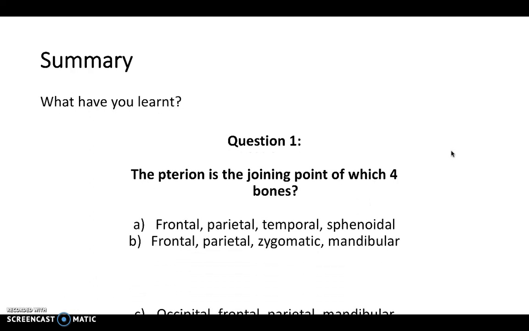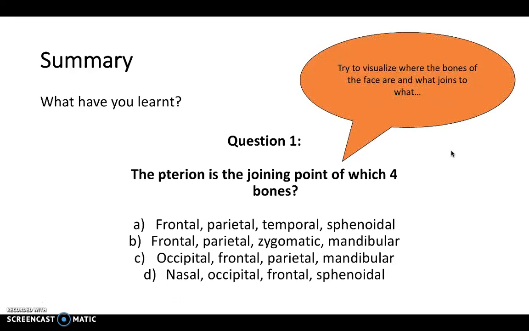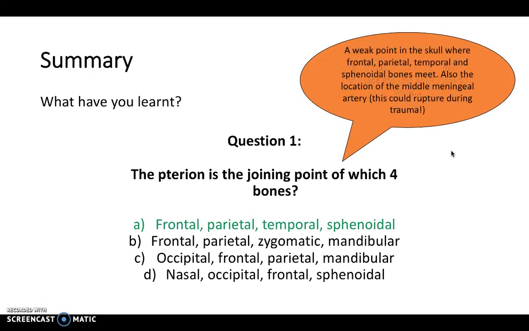So to conclude, let's see what you've learned. These were questions we asked at the start. First of all, about the pterion and which bones form the pterion. The correct answer here is frontal, parietal, temporal and sphenoidal, and remember that's the point where your middle meningeal artery is, and that could rupture in trauma.